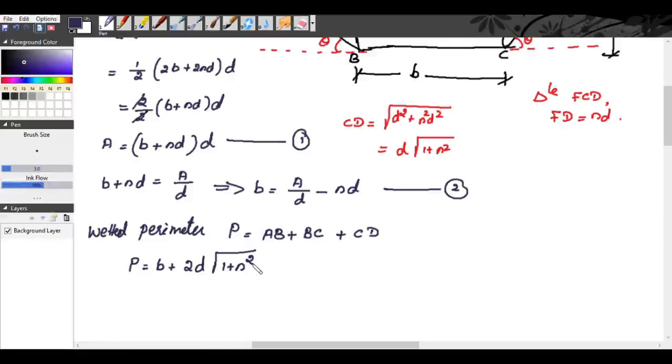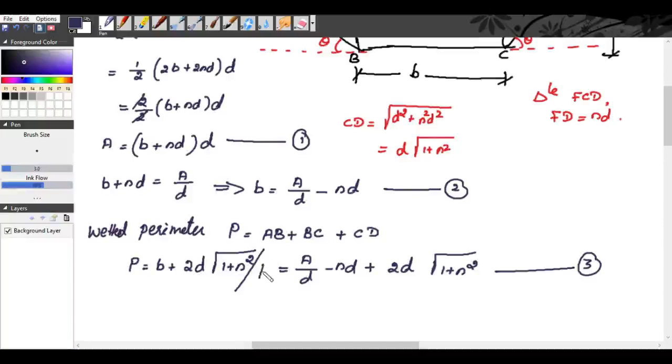Now we will substitute the value of B in this equation. So B is equal to A by D minus ND. So P is equal to A by D minus ND plus 2D into root of 1 plus n square. We will take this as equation number 3. Okay. So P is equal to.